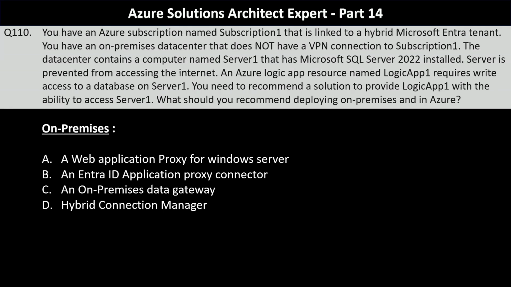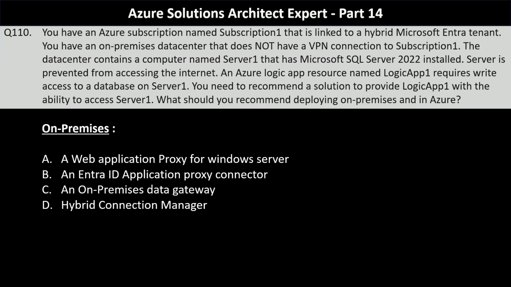Question number 110 of the series. You have an Azure subscription named Subscription 1 that is linked to a hybrid Microsoft Entra tenant. You have an on-premise data center that does not have a VPN connection to Subscription 1. Note it says does not have a VPN connection to Subscription 1. The data center contains a computer named Server 1 that has Microsoft SQL Server 2022 installed. Server 1 is prevented from accessing the internet.